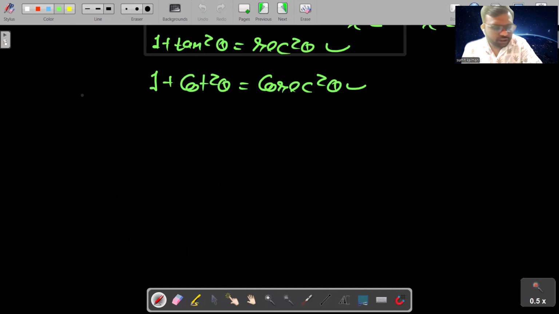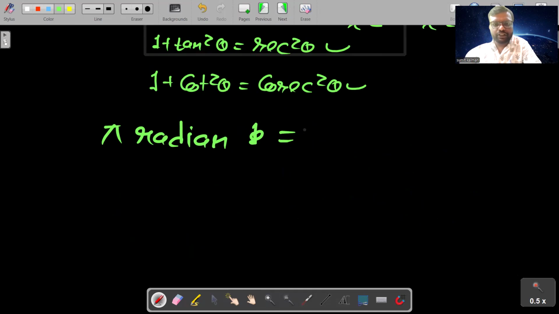Students, as we all know, pi radian is equal to 180 degree. So students, from here we will calculate the value of 1 radian.